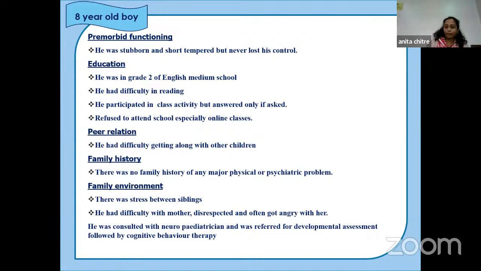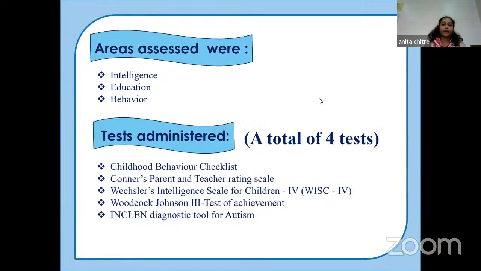So he was consulted with a neuropediatrician and he was further referred here for developmental assessment and then followed by cognitive behavior therapy. So the areas assessed were basically intelligence, education, and behavior. And these were the tests that we administered. Child behavioral checklist, Conners, Wechsler's, achievement test. And additionally, we just had to rule out autism because of his rigidities. So an Indian diagnostic screening was used.